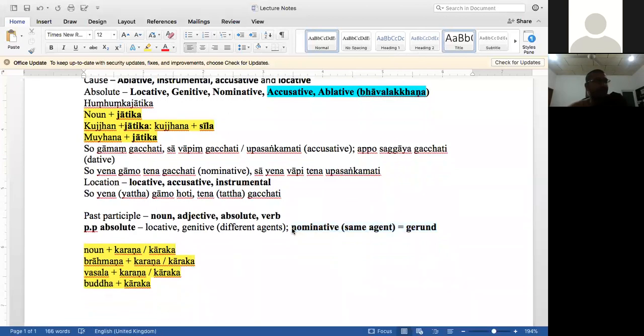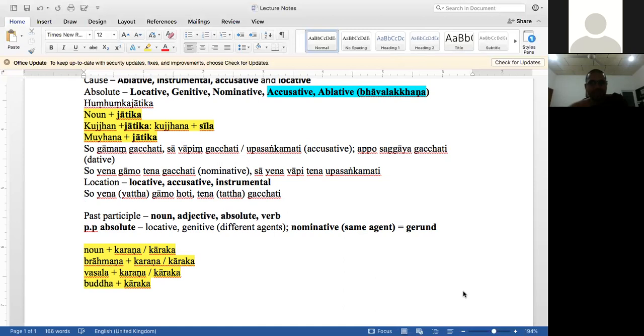That is obvious, because the bhava lakkhana means you explain one action with another action. So in the locative and genitive meaning also, there are two different agents, but still the bhava lakkhana is there. But traditionally, they don't call the nominative past participle an absolute. They give the meaning as a gerund. For example, if we go to the sutta, this is a bit advanced grammar.